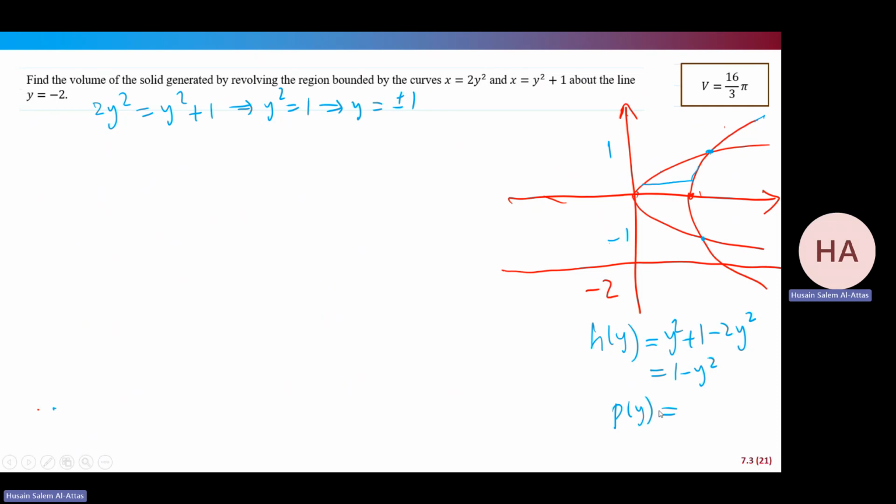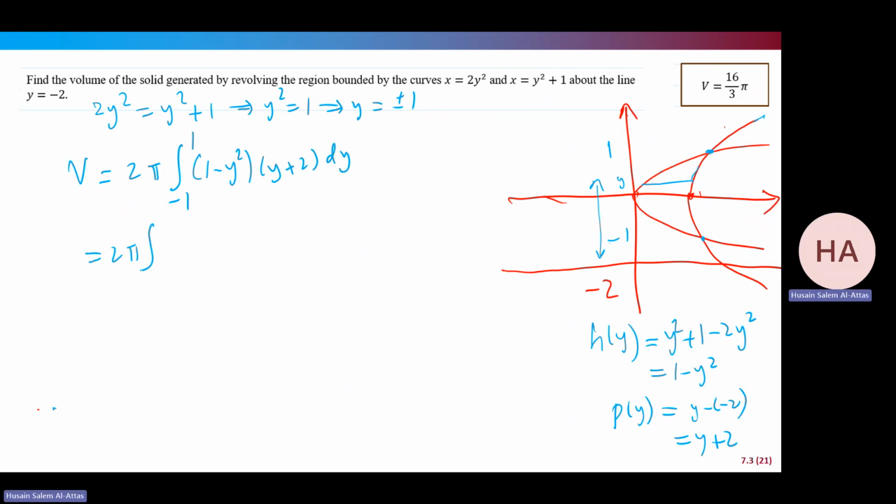The distance, if you consider this is y, the distance up to this, which is y minus 2. So it's y plus 2. Good. Now we have everything ready. So the volume will be 2π times the integral from minus 1 to 1 of 1 minus y squared, y plus 2, dy.